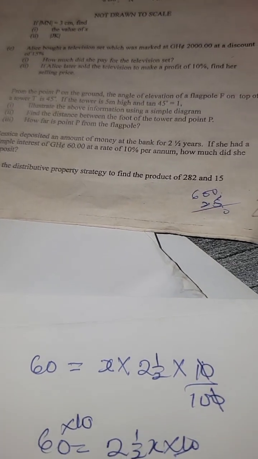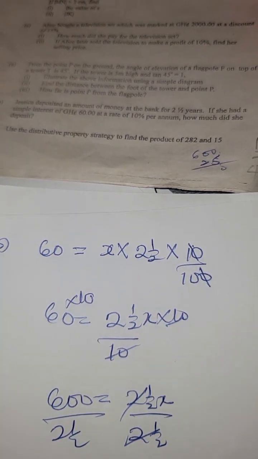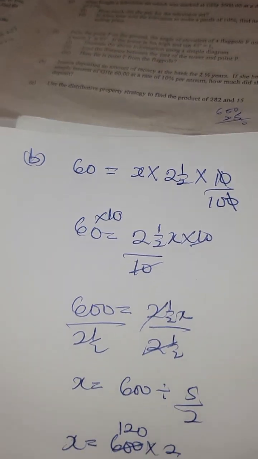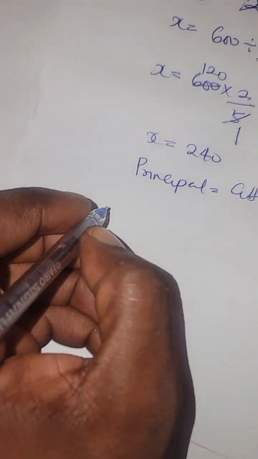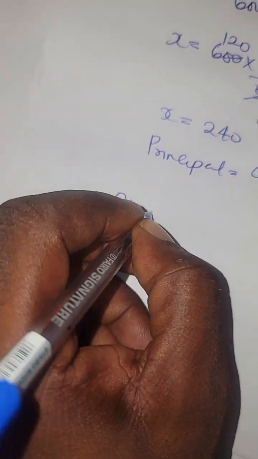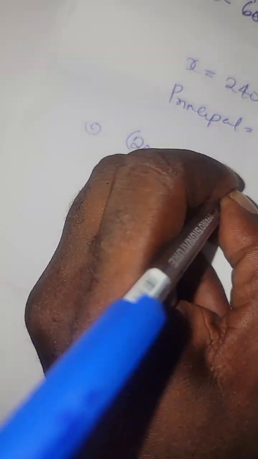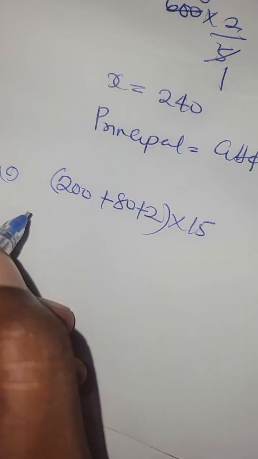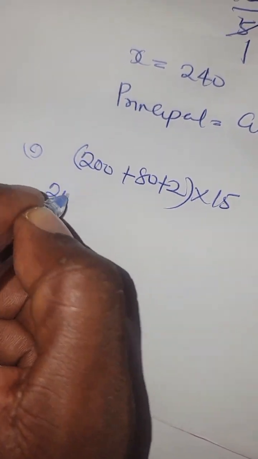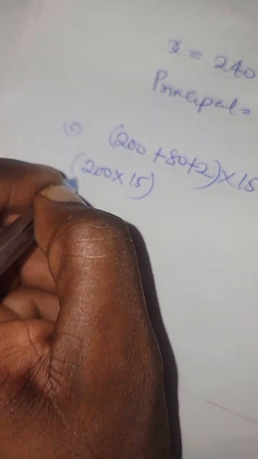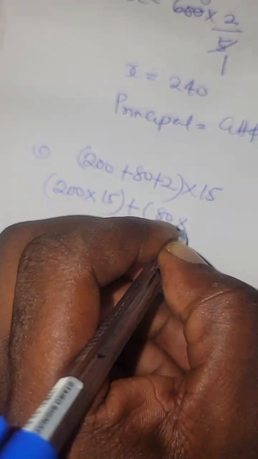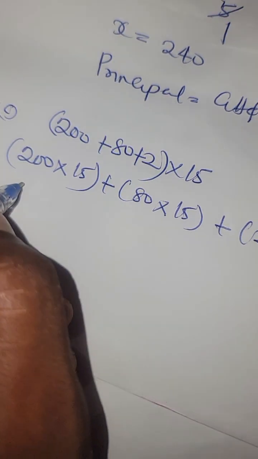C, use the distributive property strategy to find the product of this. So with the distributive property, that's 282 and 15. I can expand this to be 200 plus 80 plus 2, and that's times 15. So the distributive, so 200 times 15 plus 80 times 15 plus 2 times 15.